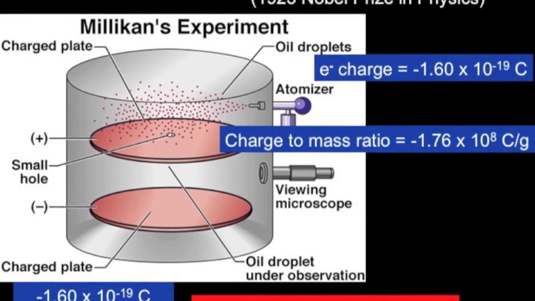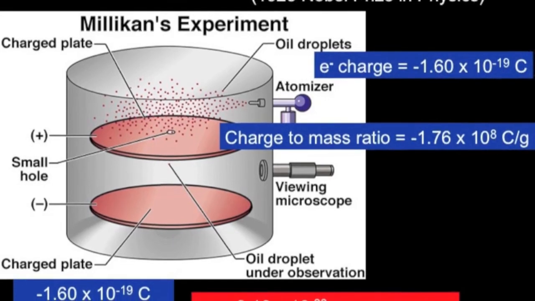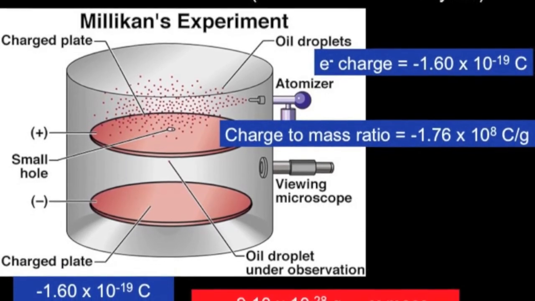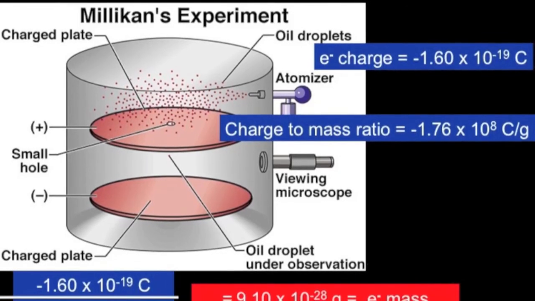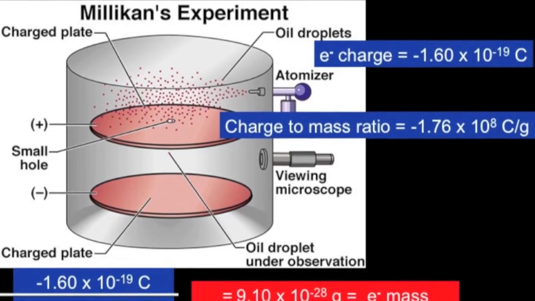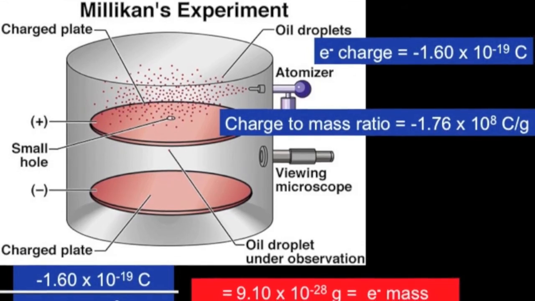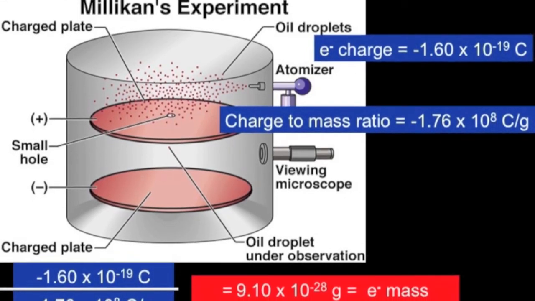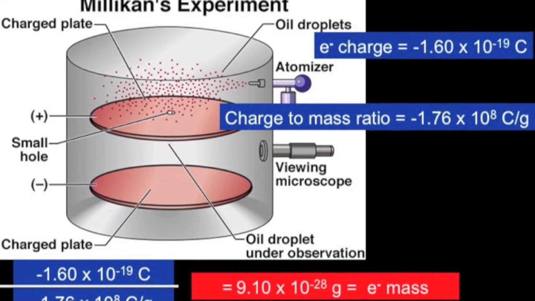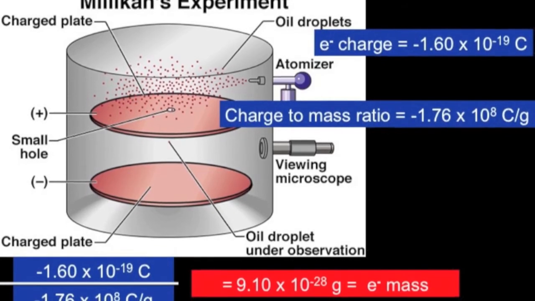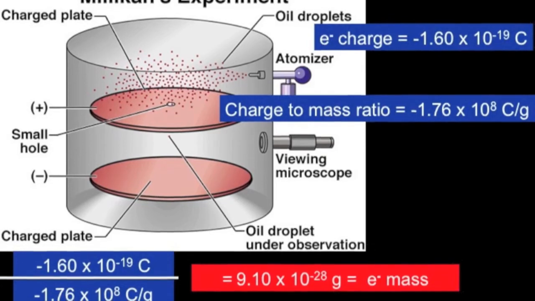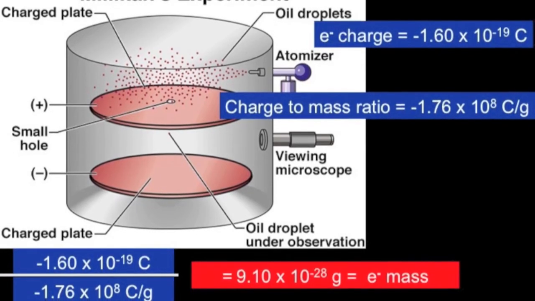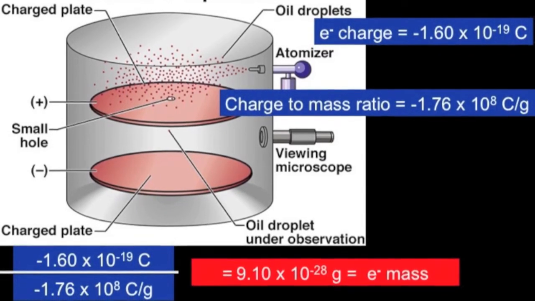So from this, he was able to calculate the charge of the electron being a negative 1.60 times 10 to the negative 19th coulombs. If you remember, we already have the mass to charge ratio. So then we divide those two. We get out, now from Millikan's experiment, we can now get the charge of the electron, but also its mass, 9.10 times 10 to the negative 28 grams. So now we're nailing down these particles.